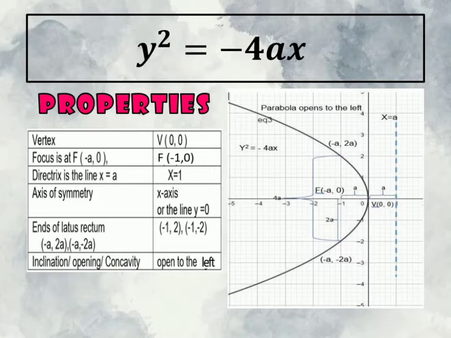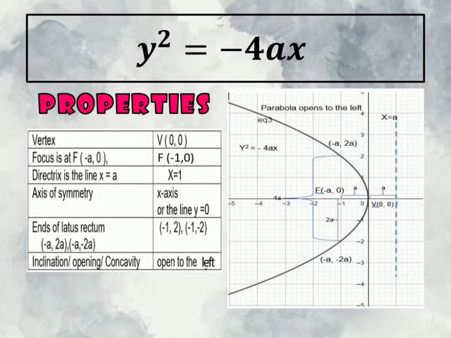If we locate our focus, it is here. The directrix is the line x equals a. So substitute the value of a, which is 1, so our directrix is x equals 1. The broken line here is our directrix. The axis of symmetry is the x-axis, or the line y equals 0.